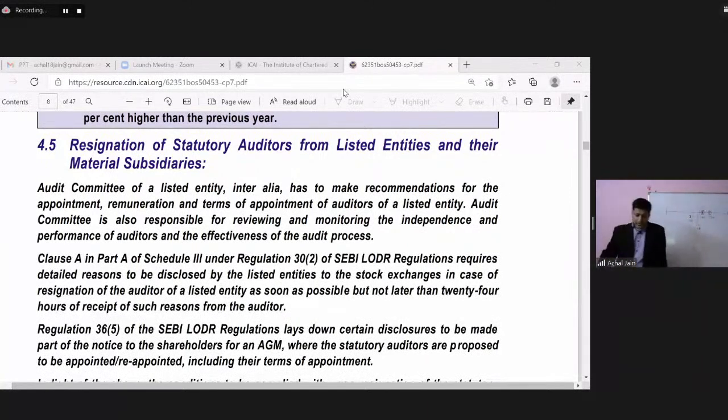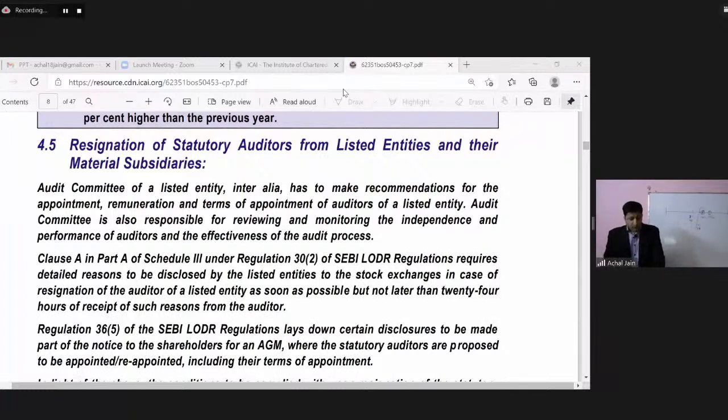Audit committee has to make recommendations for appointment, remuneration, terms of appointment of the auditors. This is something we all understand. We all know about it. Audit committee is responsible in a way for supervision of this entire process related to audit.